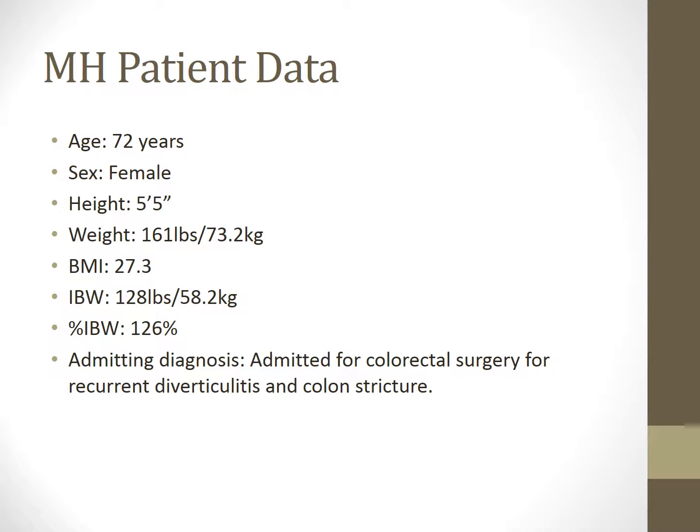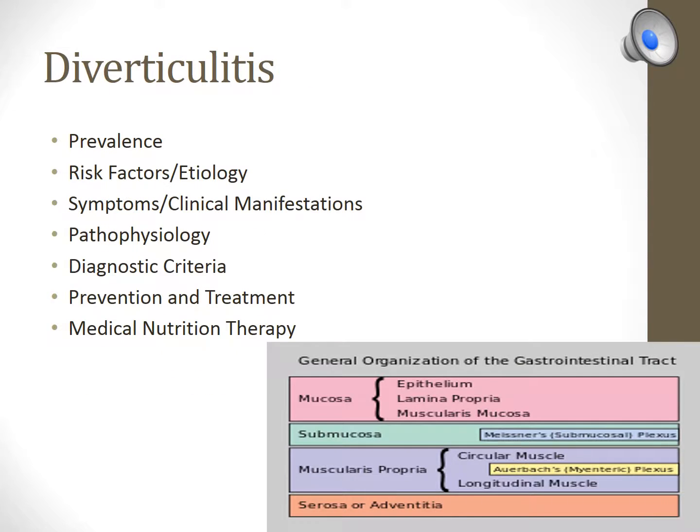MH is a 72-year-old female, 5'5", 161 pounds with a BMI of 27.3. Her ideal body weight was 128 pounds, putting her at a percent ideal body weight of 126%. She was admitted to the hospital for colorectal surgery for recurrent diverticulitis and colon stricture. After she had an ileostomy placement, she had a postoperative complication of an ileus, and that will all be discussed in this presentation. So we will begin by discussing MH's first clinical condition of diverticulitis and the reason that she was admitted to the hospital.